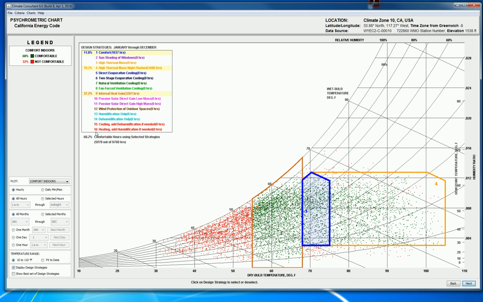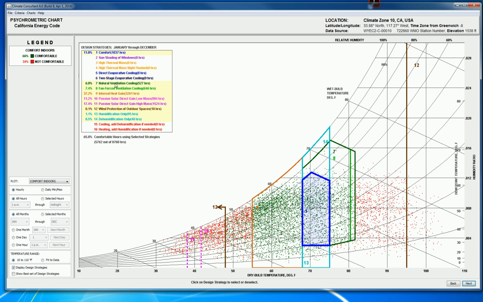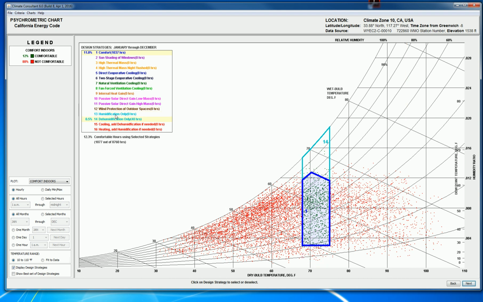So you can start clicking the rest of these. Humidification, dehumidification, evaporative cooling. There's a number of different choices that you can select, and they in turn will show you all of the time periods that you can make comfortable. Now if we turn all of these off, let's turn everything off. I don't want to hit 15, so let me hurry it through this stuff.